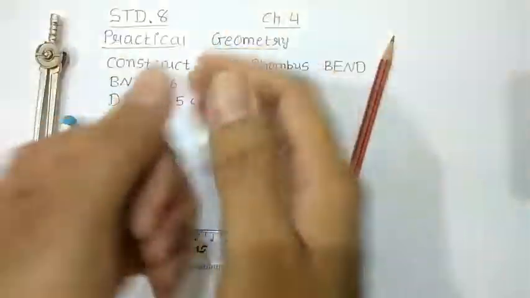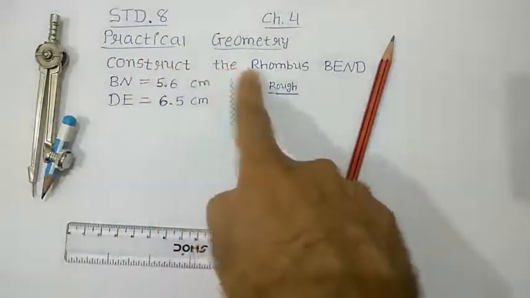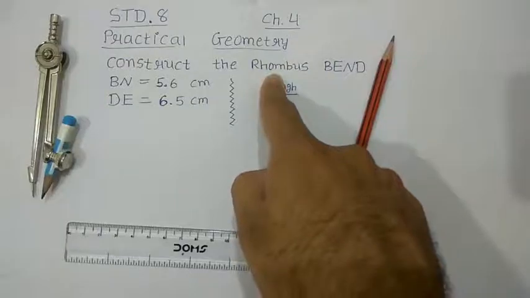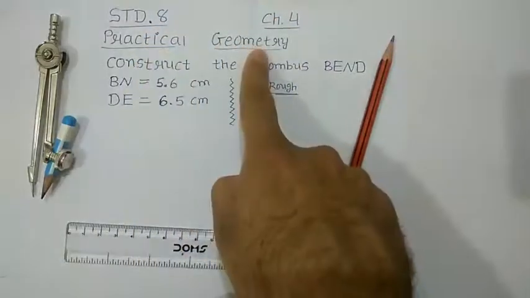Hello students, today we will study how to construct the rhombus. This is the topic of standard 8, chapter number 4, practical geometry.